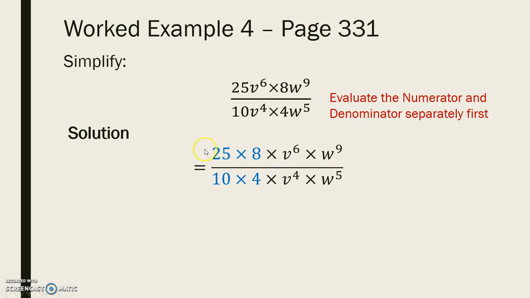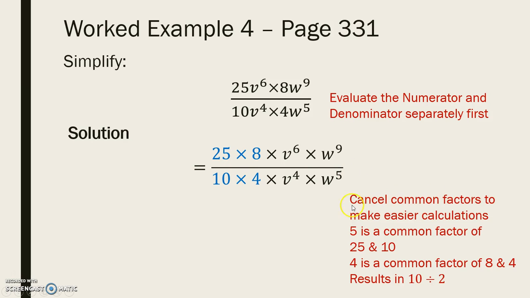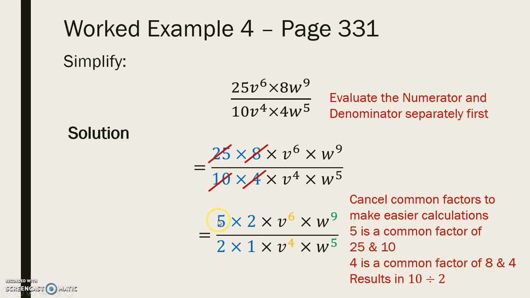In this case, the only common things on the numerator and the denominator are the coefficients, so we can work them out. One of the tips we should do though is try and cancel out common factors to make the numbers smaller. So as you can see here, the 8 and the 4 both have a common factor of 4, so we can divide through by 4. 8 divided by 4 is 2, 4 divided by 4 is 1. Over here, the 25 and the 10, they have a common factor of 5. So if we divide 25 by 5, we get 5, and 10 divided by 5 gives you 2. Like that, and we're left with these numbers.